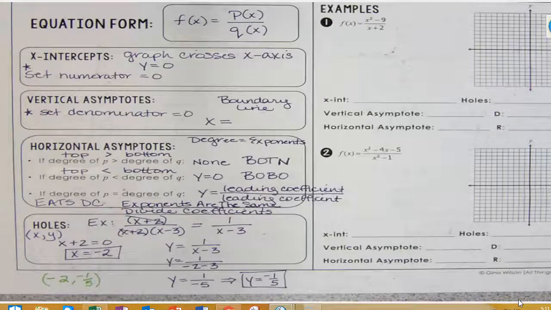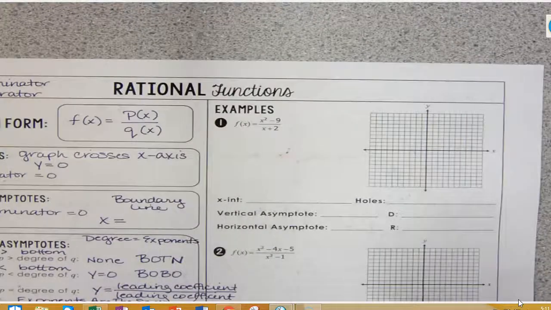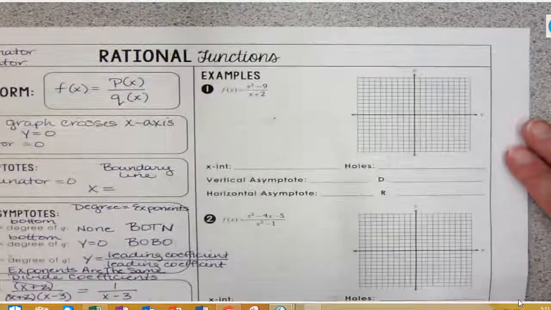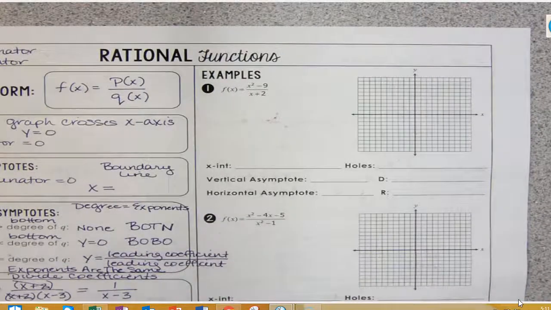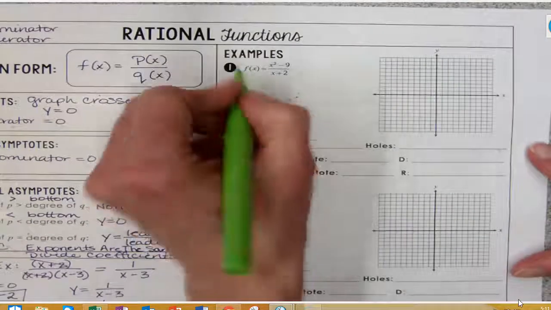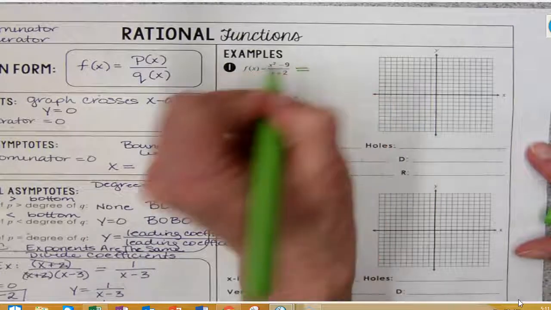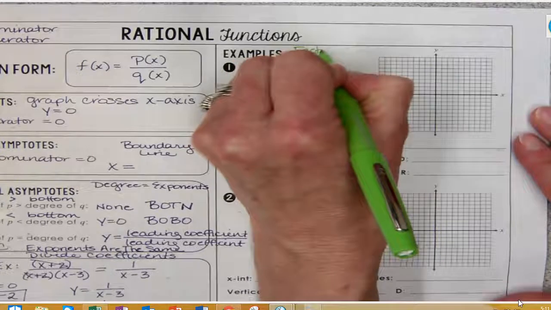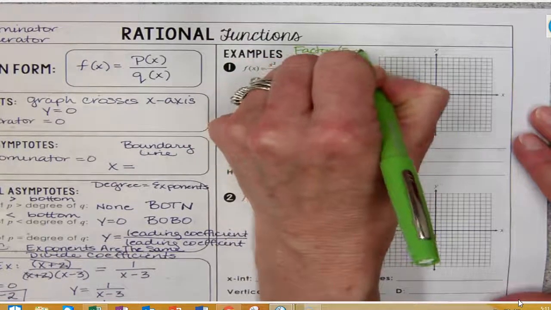Okay? So let's do a couple of these problems. Step 1 is going to always be to simplify. I'm going to use a different color. We're going to always simplify first. I'm going to have to factor. You always want to factor and simplify.